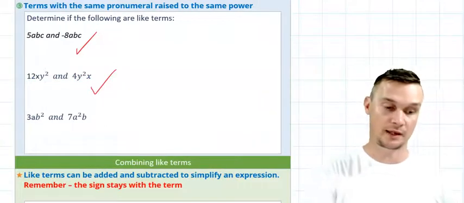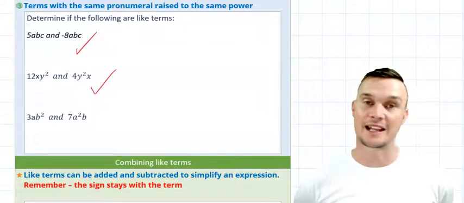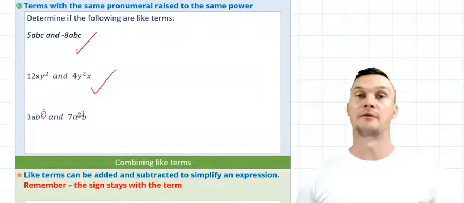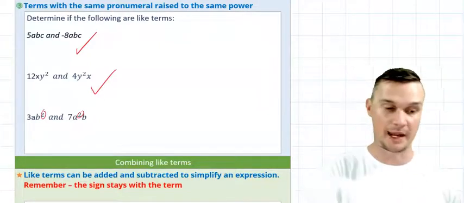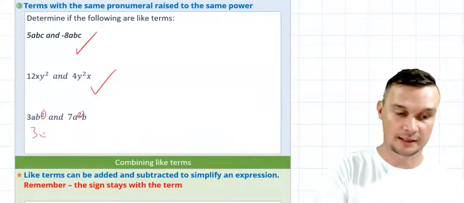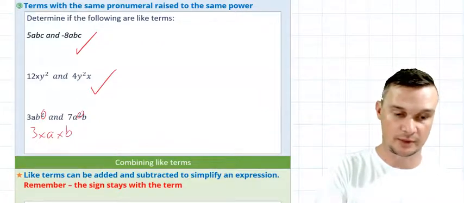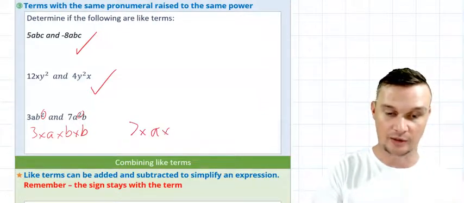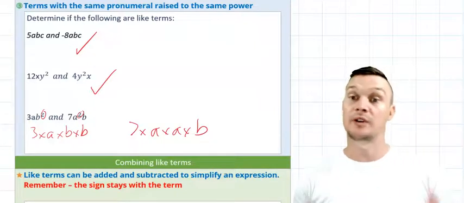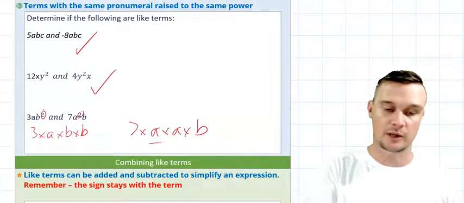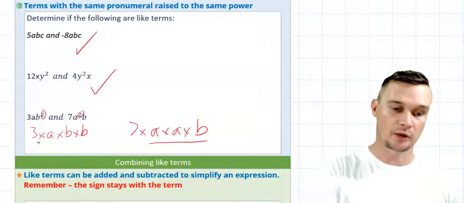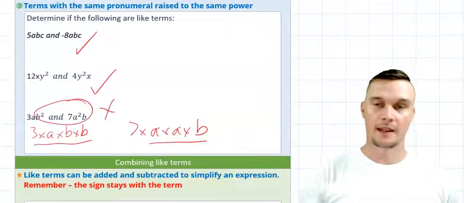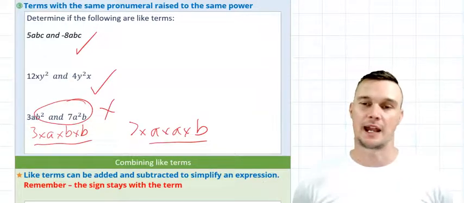Now the other example here, we have 3ab squared and 7a squared b. Yes, they do have a power, but you'll notice that the powers are above different pronumerals. If we wrote this out in expanded form, we'd have 3 times a times b times b, because it's b squared. And this one would be 7 times a times a times b. When we've put it in expanded form, you can see the difference: this one has 2 a's in it, where this one only has 1. So they are not like terms. Expanded form shows how that works.